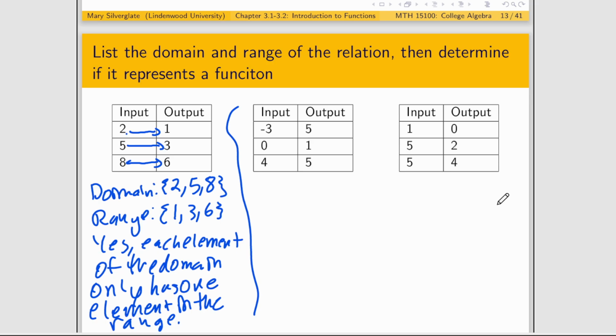Go ahead and pause the video and see if you can try the next two on your own. So list their domain and range, and then also whether or not they are a function. As a hint, one will be a function and one will not be a function. All right, let's take a look at these.